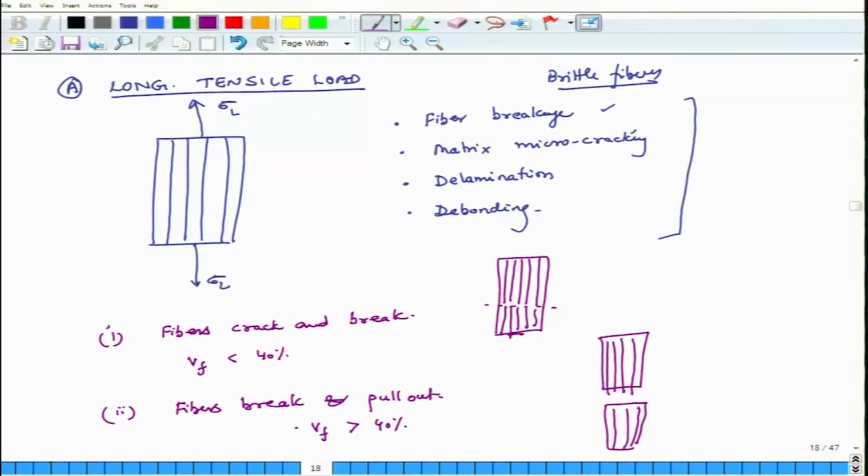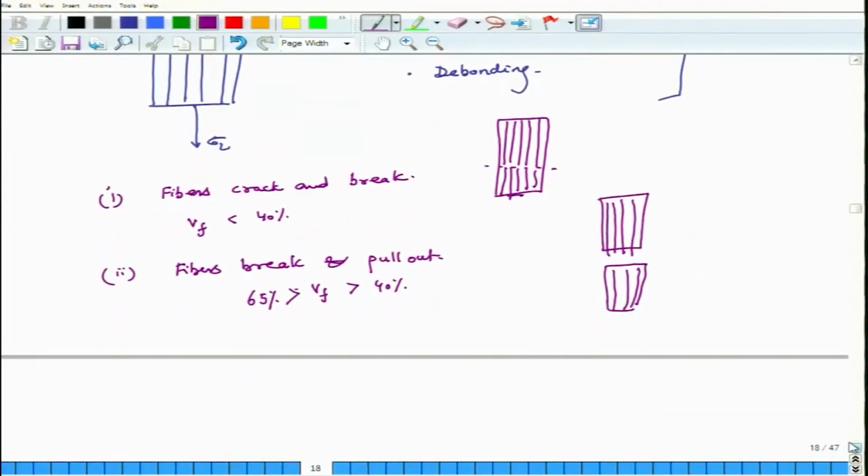and less than 65%. Now, in this case this happens because the wetting between the fiber and the matrix may not be really great. So, when it breaks these fibers also get pulled out.